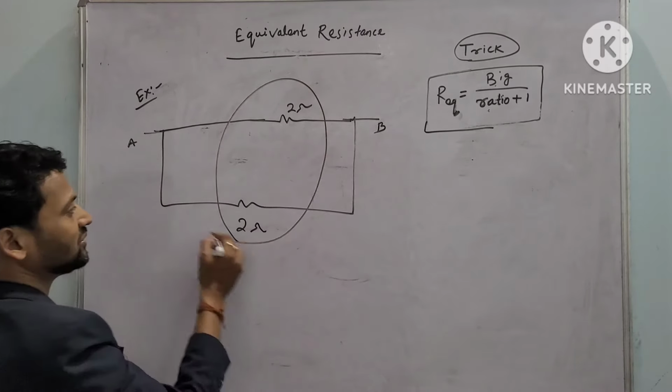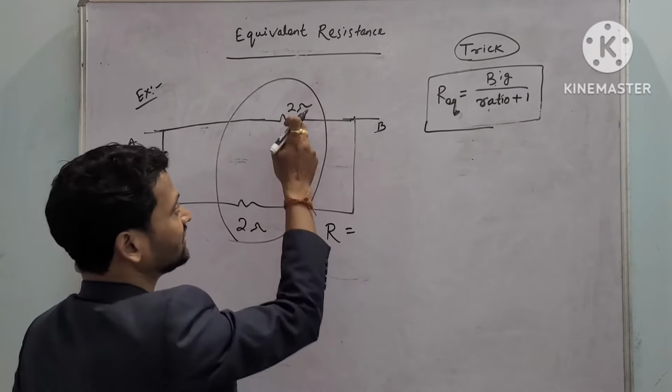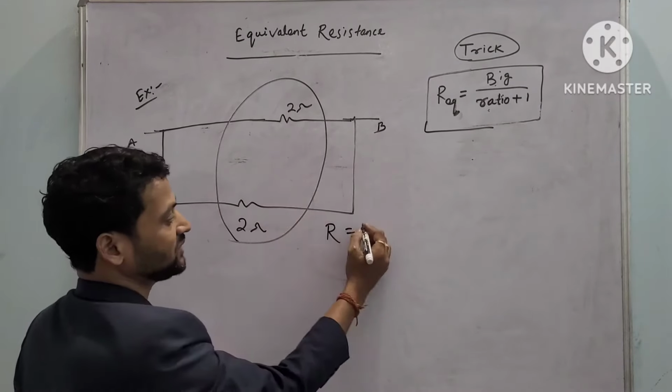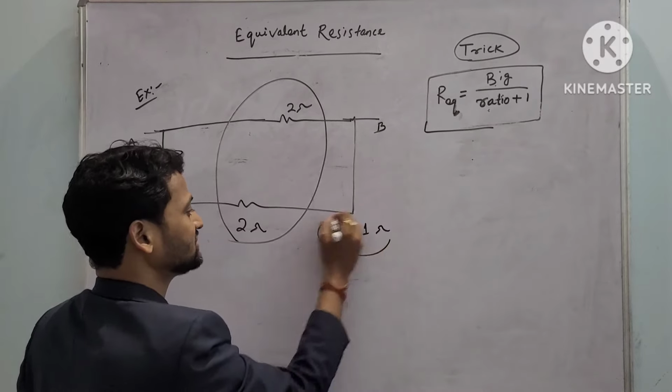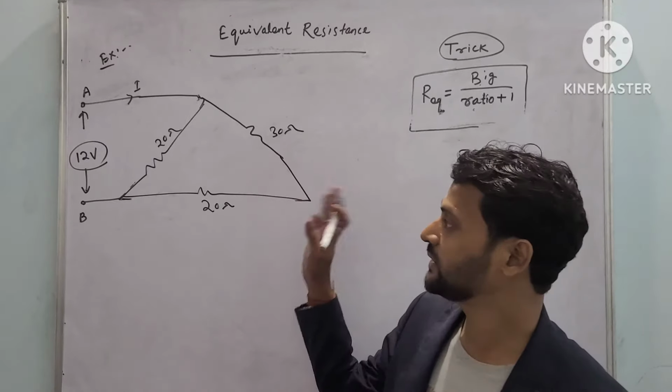So now 2 ohm and 2 ohm both are in parallel. So equal resistances, so the answer is half of that. Half of any value. 2 by 2 is 1. So the answer is 1. So here we'll go to the next question.